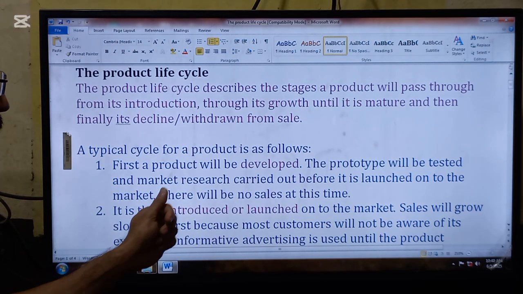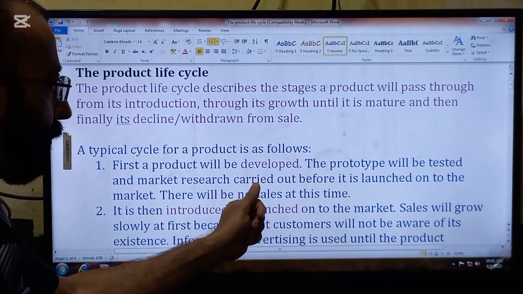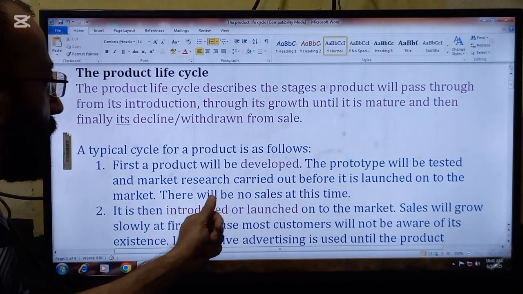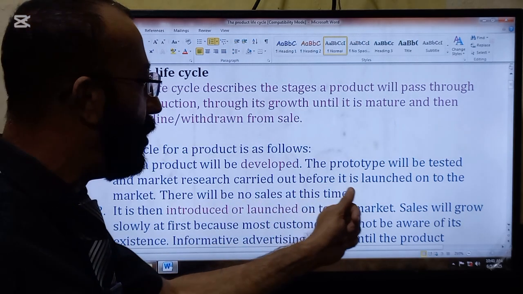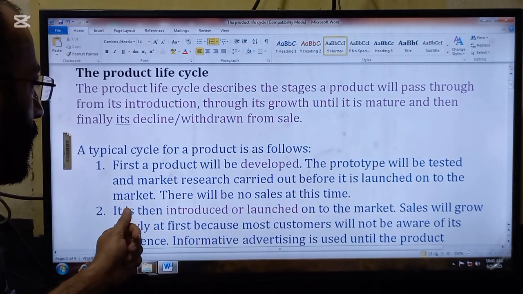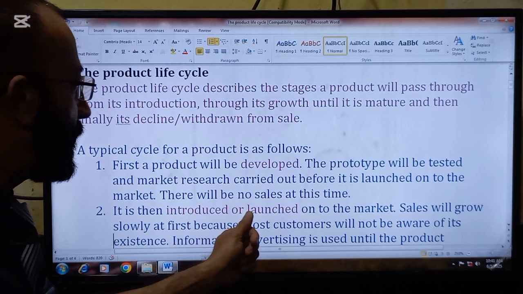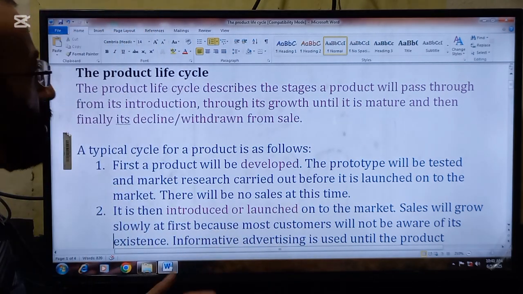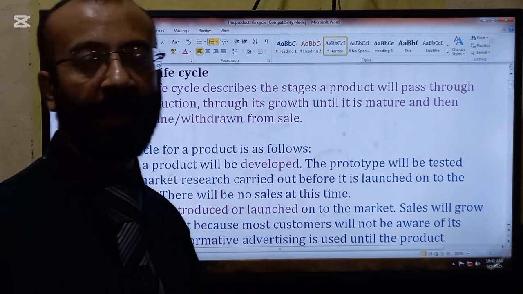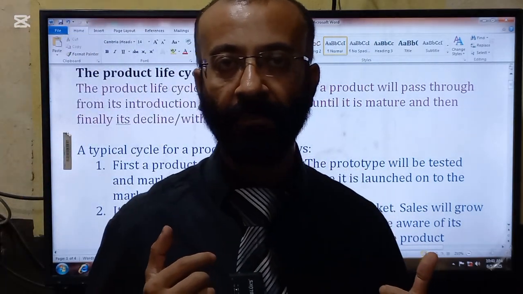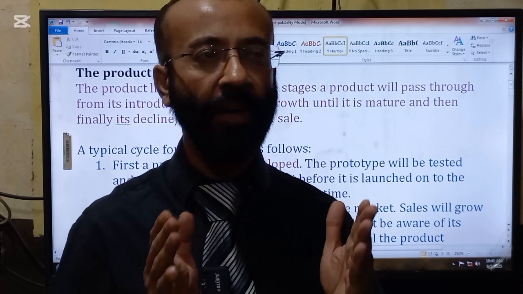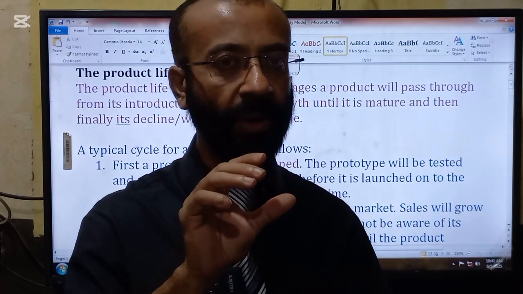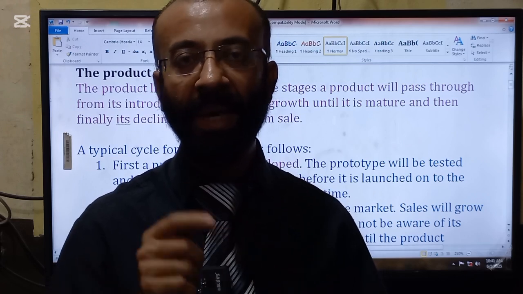First, a product will be developed, the prototype will be tested, and market research carried out before it is launched onto the market. There will be no sales at this time. So the first stage of any product is to make an idea. First, the idea comes into the mind of the entrepreneur. Then he researches on that idea and makes a prototype.